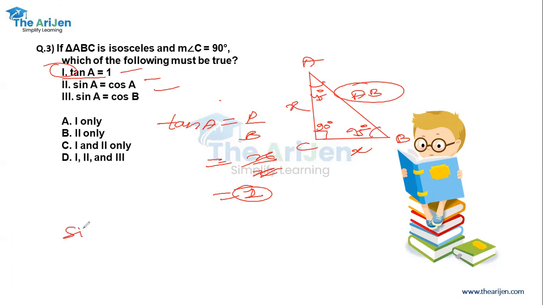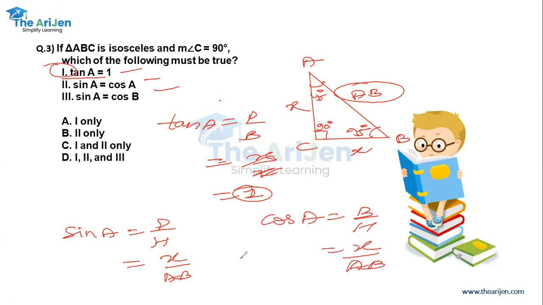Now I will take sine A, which is P by H. So what is P? P is x, H is AB. Now I will see cos A, which is B by H, which is x by AB again, so both are equal, which means the second statement is also true. Here this is not A but B, the misprint is here. So sine B and cos B are also equal because you will take the same ratios for B. So all these three statements are true in that sense. So you will take option D for all three statements. So I hope it is clear for you. And it was a very easy question, right?